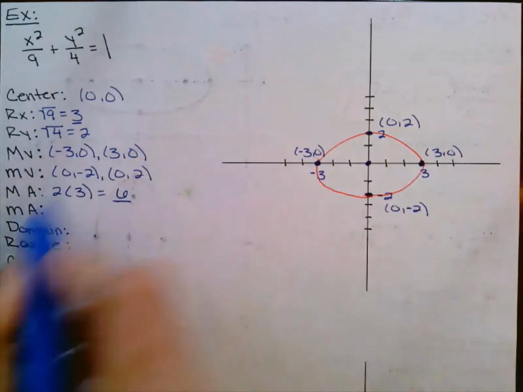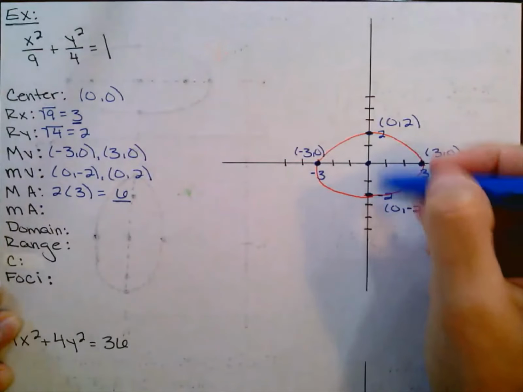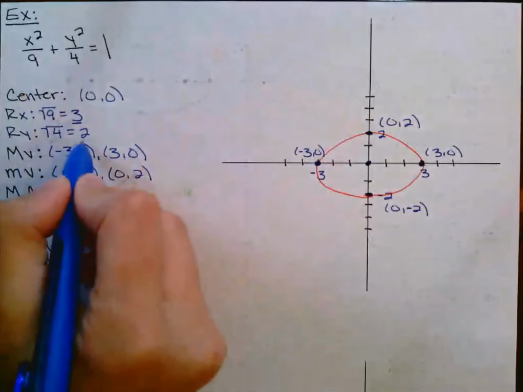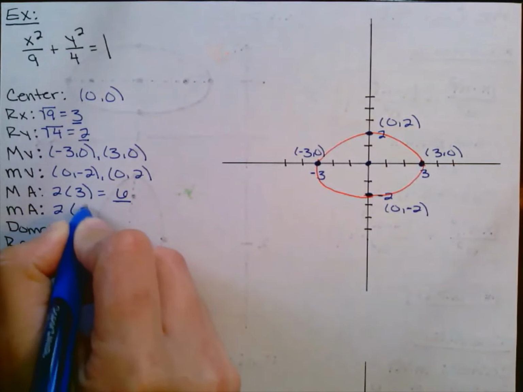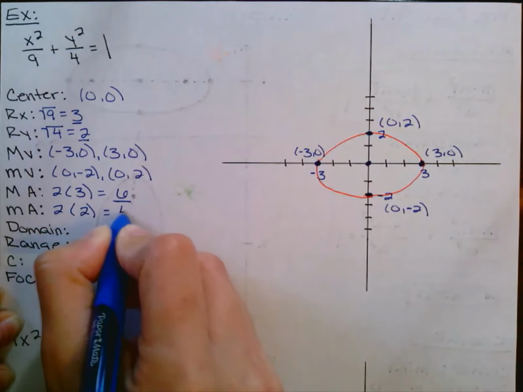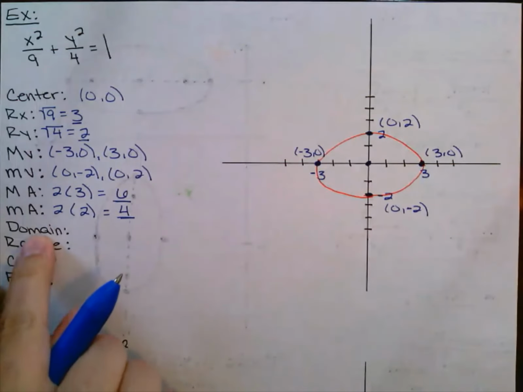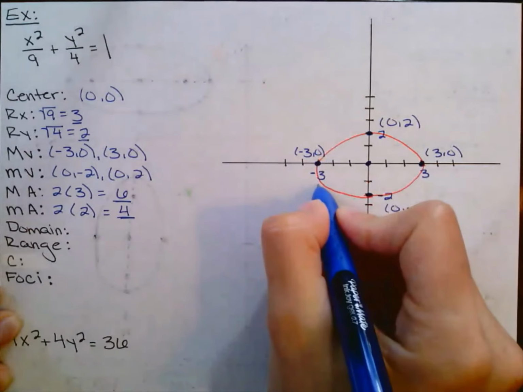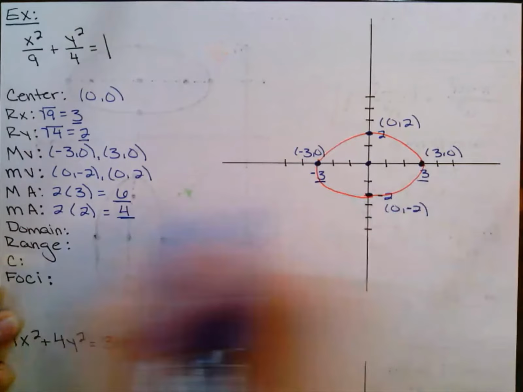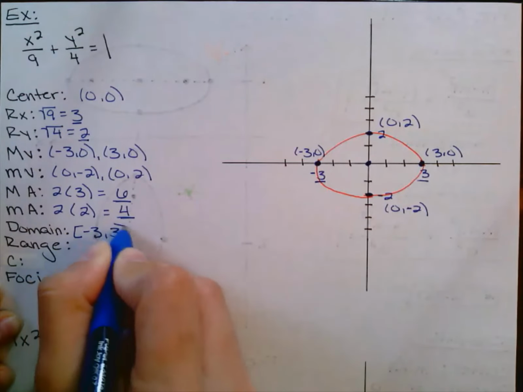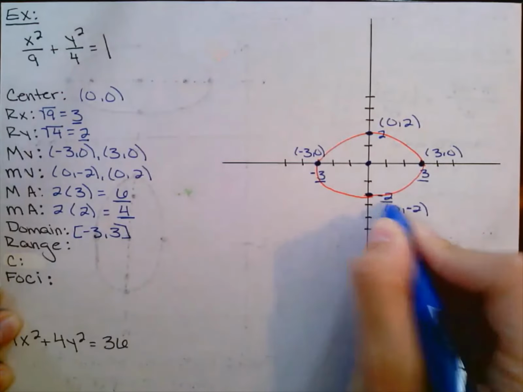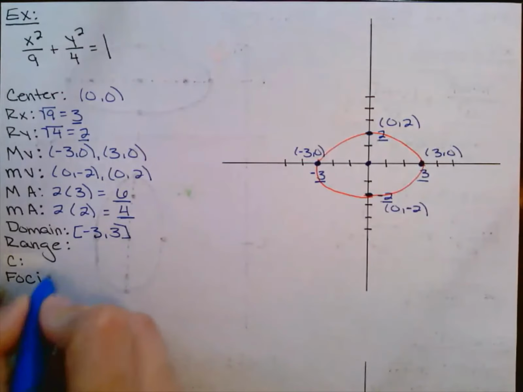Okay. Now, my minor axis is the length of my shorter side, and if I went 2 in both of those directions, I'm going to double that. Okay. Now, my domain goes from negative 3 to positive 3. And my range goes from negative 2 to positive 2.